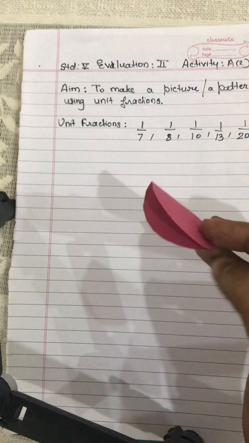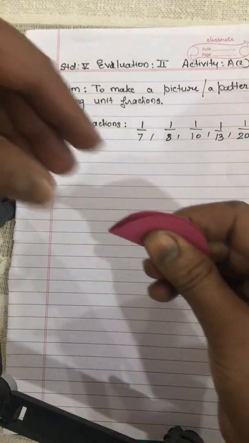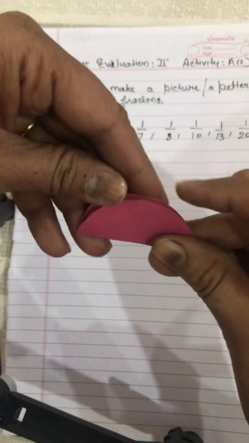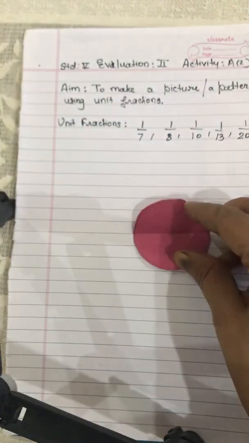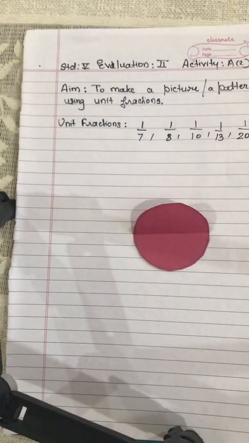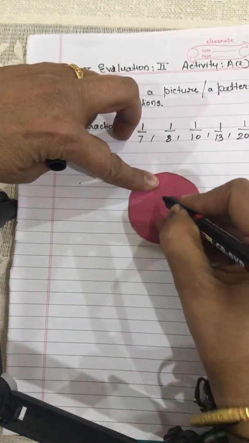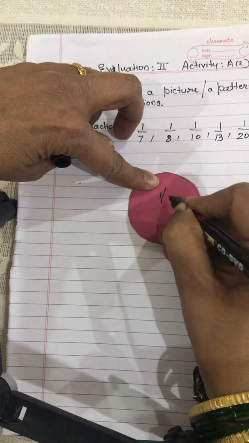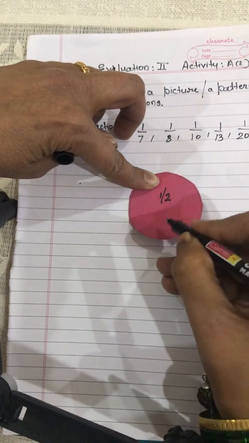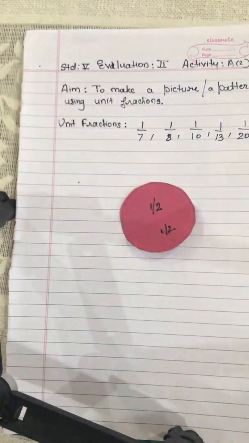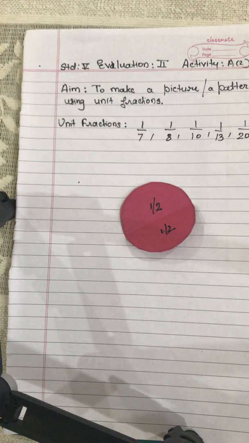I am going to fold it into 2 equal parts, and then I will unfold it. So each part will represent 1 by 2. Very good. As this is one part out of 2 equal parts, this is 1 by 2. This is also 1 by 2. Okay. Then I will take another circle.